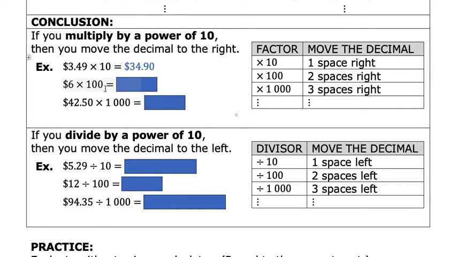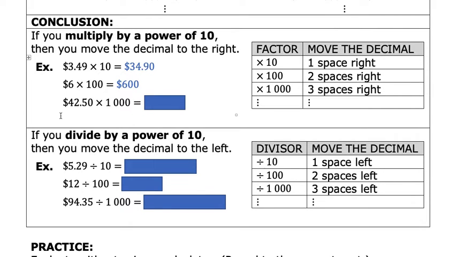Next, 6 times 100. If we don't see a decimal, that means that this is a whole number. And we'll assume that the decimal is on the right side of that last digit. So moving to the right 2 spaces, we're skipping over blank spaces, but instead we will put 0 in those placeholders, or those place values.